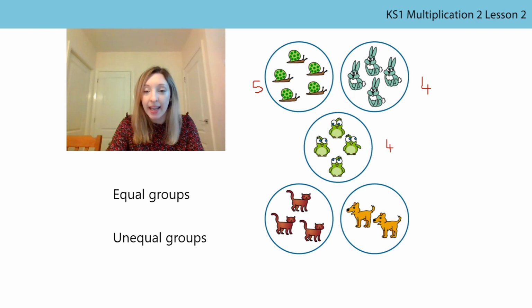How many cats can you see? Fantastic. There are 3 cats. Let's write our 3. And how many dogs can you see? Super. There are 2 dogs. So if there are 5 snails and 4 rabbits, 4 birds and 3 cats and 2 dogs, have the animals been put into equal or unequal groups? Fantastic. They are in unequal groups, aren't they? Because there is a different number of animals in each group.